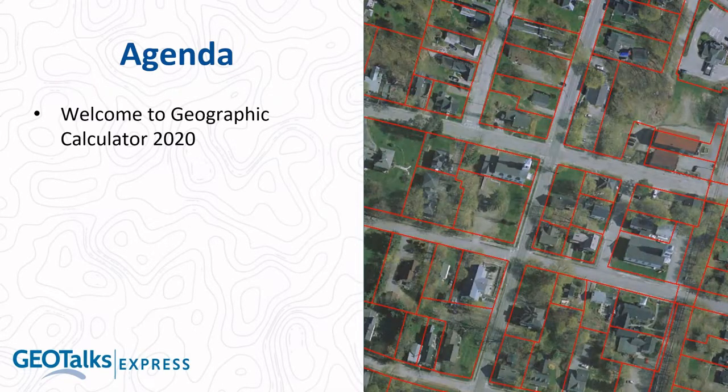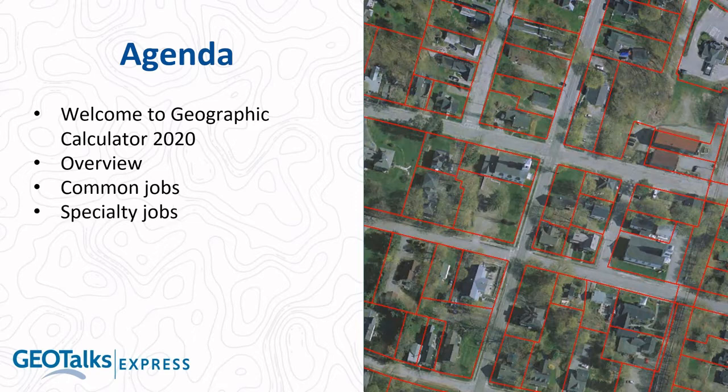So today, the agenda, we're going to take a look at Geographic Calculator 2020. We have a lot of users signed up who are not presently Calculator users, so we're going to be starting with a general overview of the application. We're going to take a look at all the common jobs, the things that folks are typically familiar with, as folks that are already users are going to find these the jobs they're working in all the time. We're also going to take a quick look at some of the specialty jobs and some of the newer widgets that have been added to the application, and then really today is all about the new features. So that's primarily where we're going to spend most of our time.